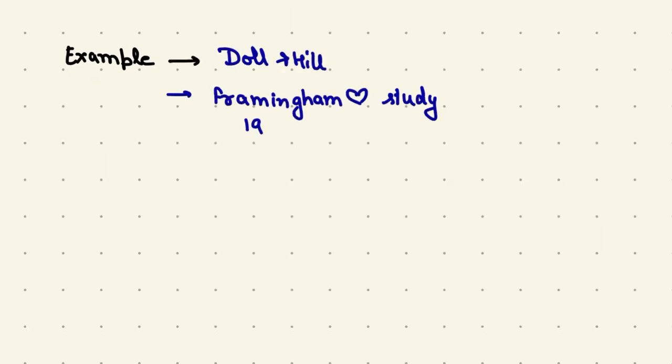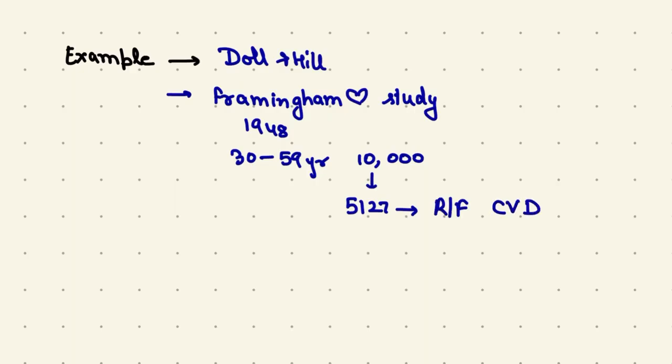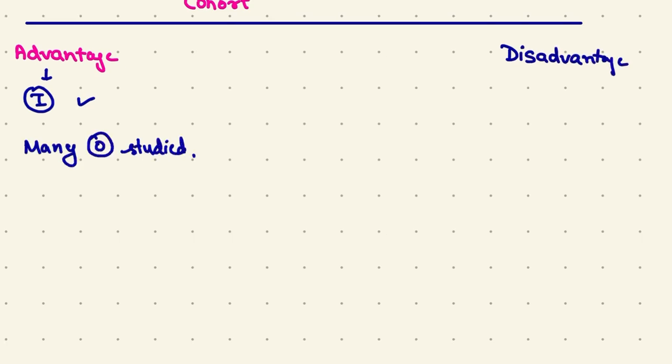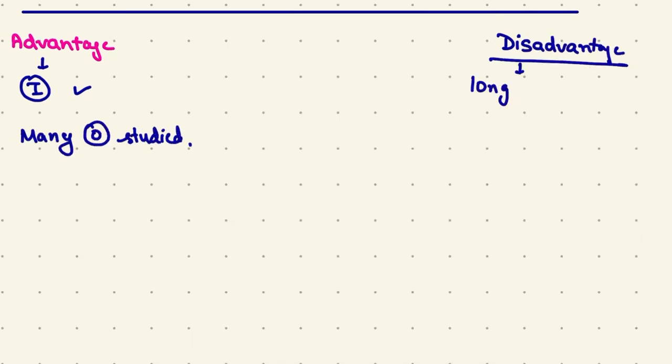Major historical examples of cohort study are the Doll and Hill study and the Framingham Heart Study, which was done in 1948. Individuals aged 30 to 49 years were taken. A total of 5,127 participants took part, and it derived the risk factors of cardiovascular diseases. The major advantage of a cohort study is that we can calculate the incidence. Multiple outcomes can be calculated at the same time. The major disadvantages are that a longer time is required, attrition bias is there, and more funding is required.